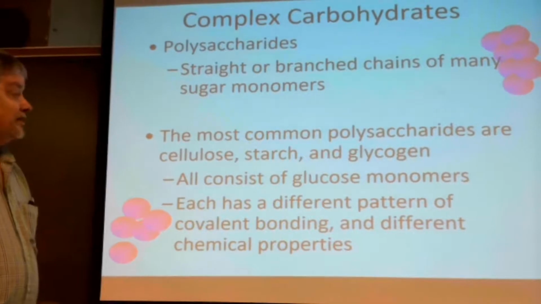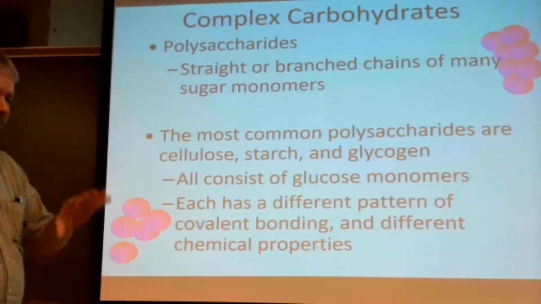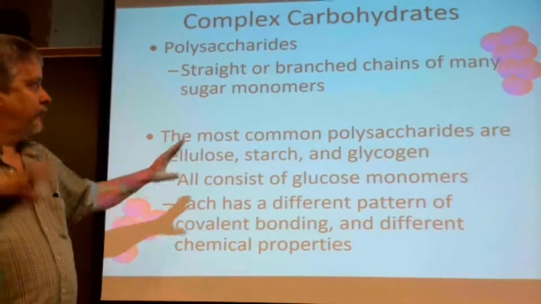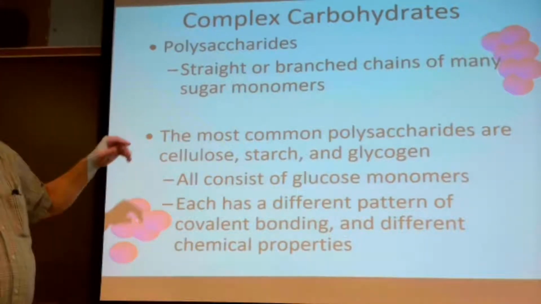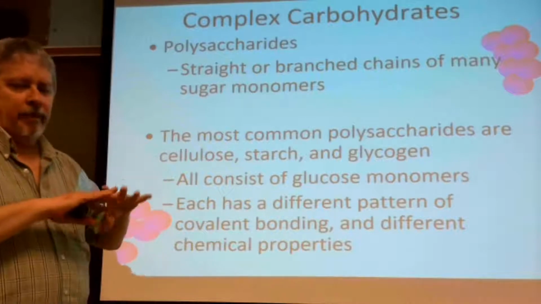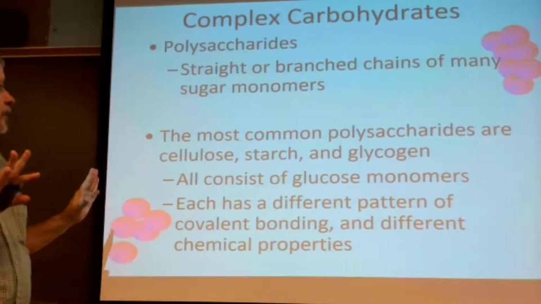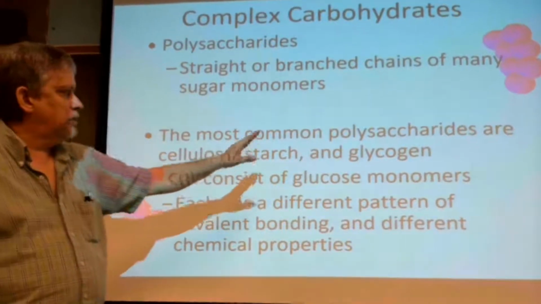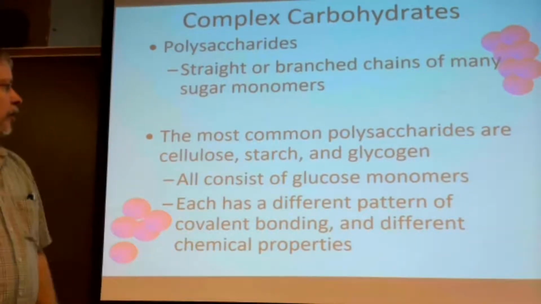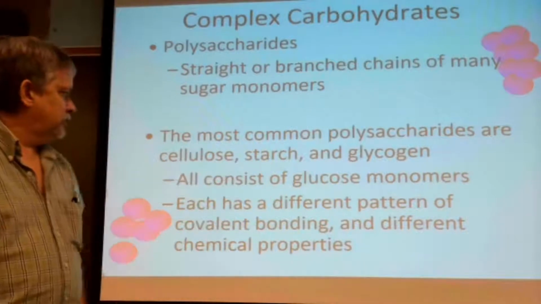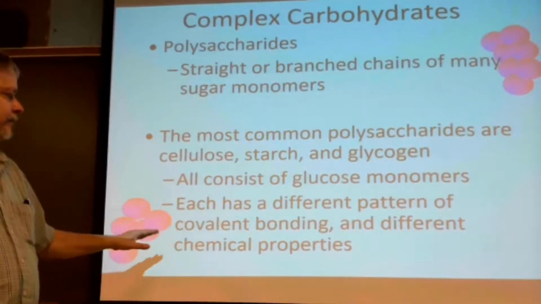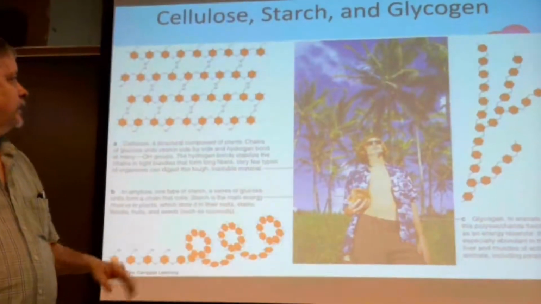Polysaccharides, when you start putting these monosaccharides together, they can form chains, they can form spirals, or they can be arranged into a lattice work. We'll see. The most common polysaccharides are cellulose, starch, and glycogen. All of those consist of glucose monomers. Each has a different pattern of covalent bonding and different chemical properties. So let's take a look at these.